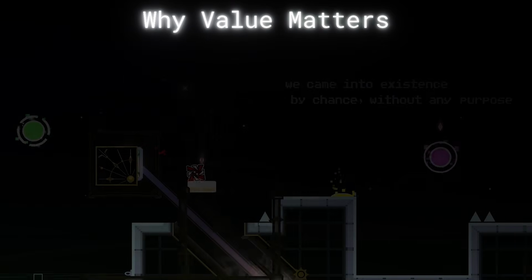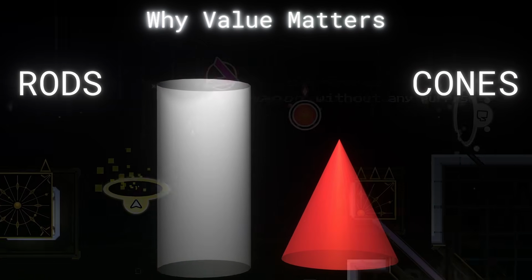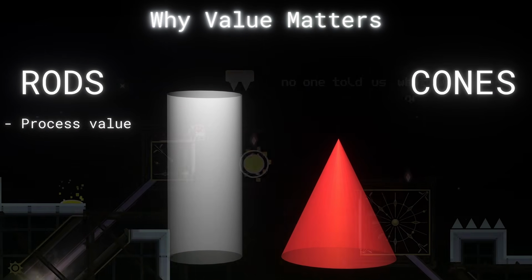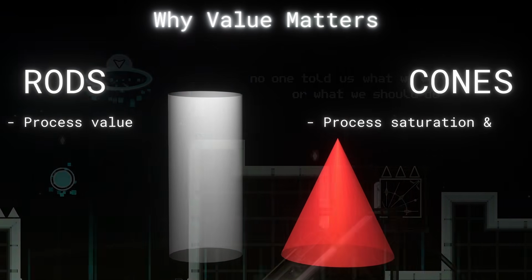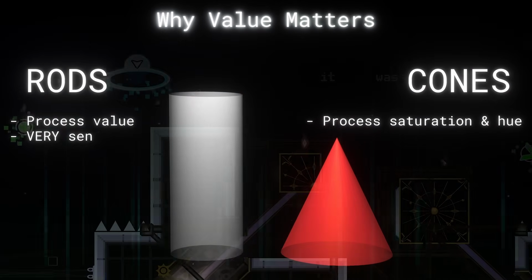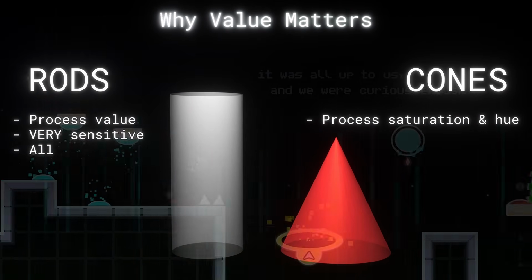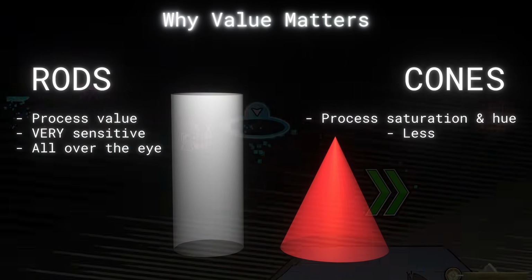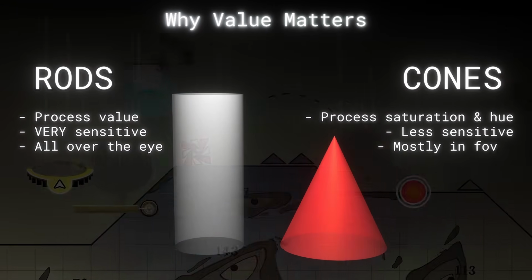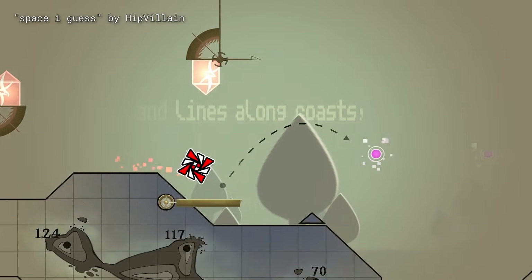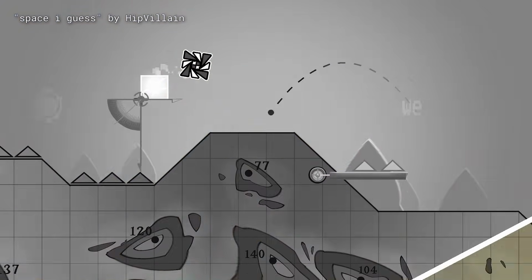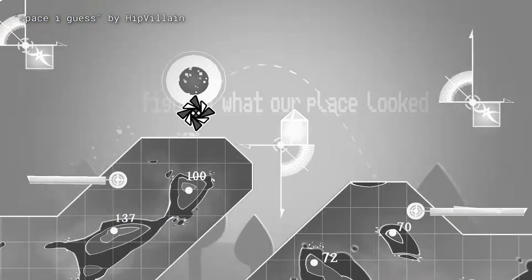The human eye has 2 types of light receptors: rods, which process how bright a light is, and cones, which process saturation and hue. Rods are incredibly sensitive to light, and they're spread out all over the eye, while cones are less sensitive and largely centered around the center of your vision. Just to put things into perspective, here's this level but with all the hues removed, and here's the same level but with all the colors at the same value.